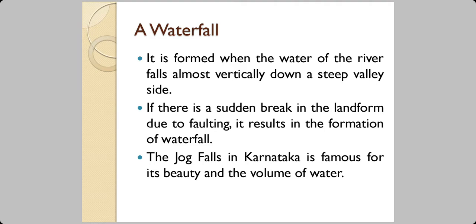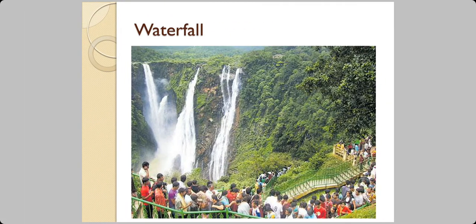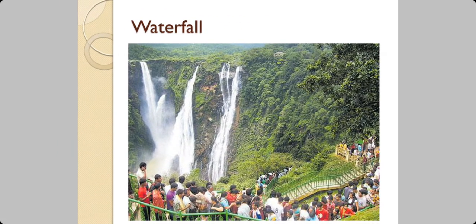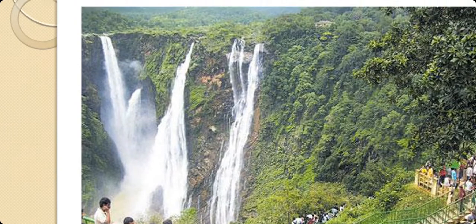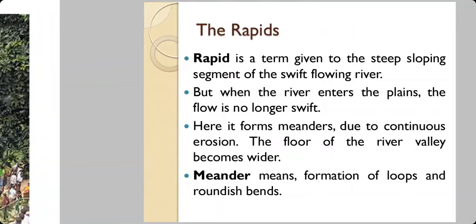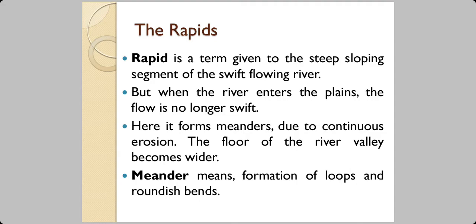There is a waterfall known as Jog Falls in Karnataka. It's on a river known as Sharavati, and this waterfall is very famous for its natural beauty. People go and visit, they want to see this waterfall. Now, there's another term known as rapids. The name itself indicates that there is a swiftly flowing river, a fast flowing river, and rapid is a term given to a steep sloping segment of a swift flowing river.